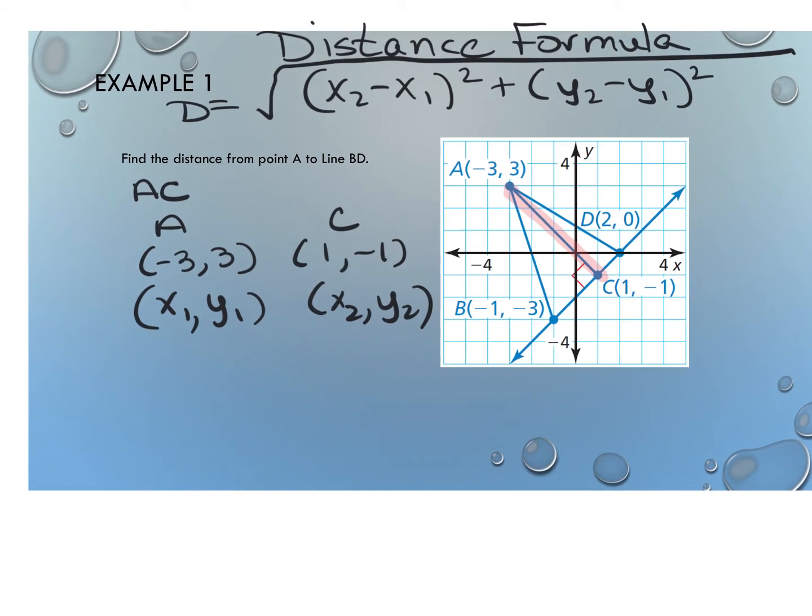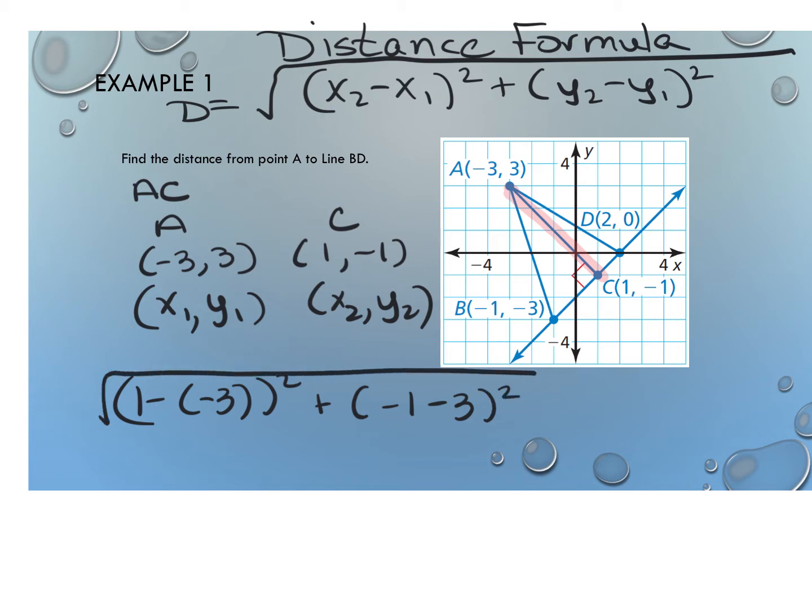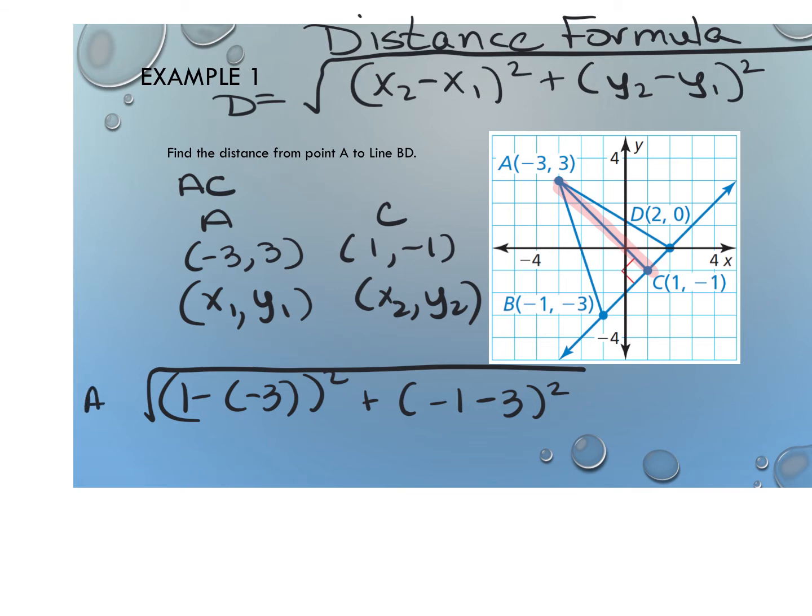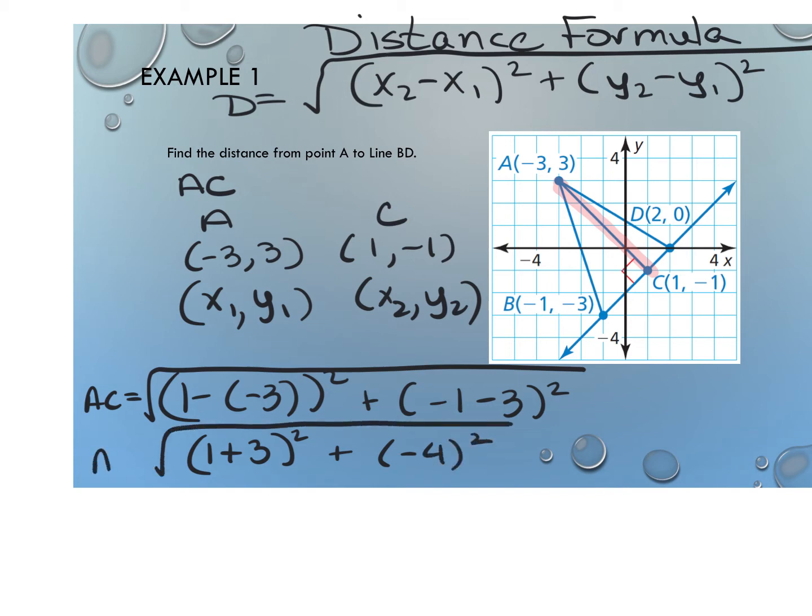So I'm going to plug in 1 minus -3 squared plus -1 minus 3 squared. And it's all under the square root symbol. And this is going to give me the length of AC. So I'm going to go ahead and simplify what's in the parentheses. This becomes 1 plus 3 squared. Over here, this just becomes -4 squared. 1 plus 3 is 4.